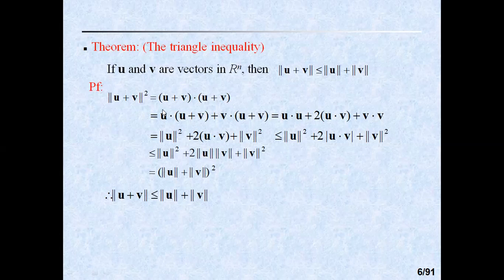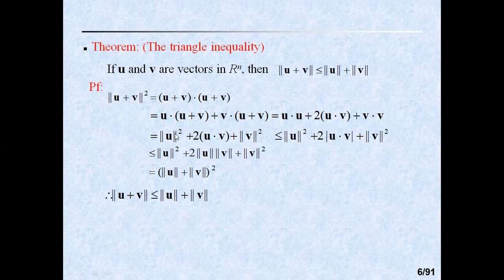Norm u plus v whole square is equal to u plus v dot u plus v. By the definition of the norm, norm v square is equal to v dot v. By using that definition, norm u plus v whole square is equal to u plus v dot u plus v. By separating the vectors, u dot u plus 2 into u dot v plus v dot v, since u dot v is equal to v dot u.